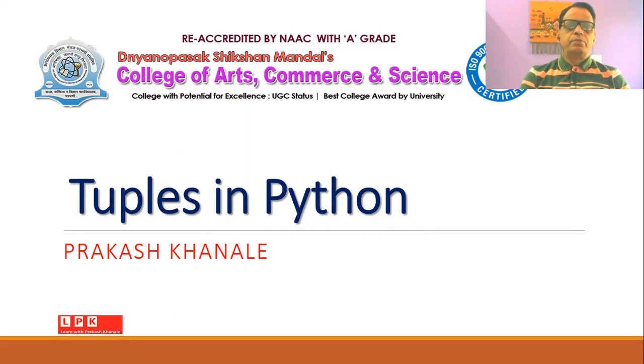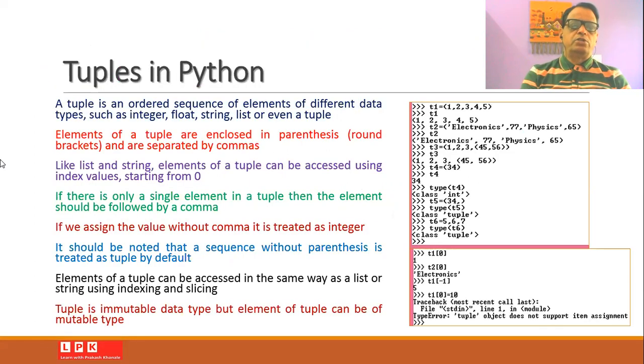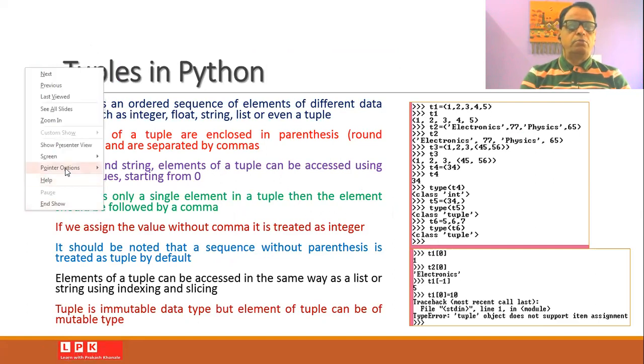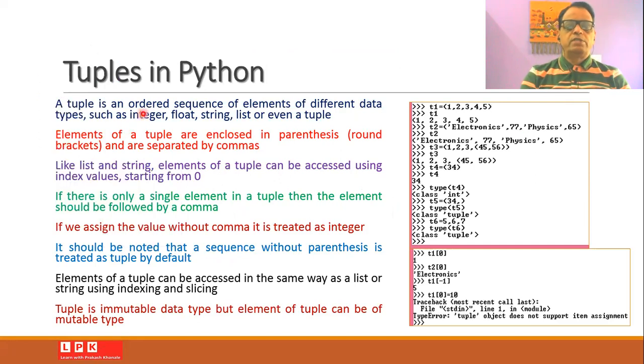So let us start the session with the question: what do we mean by tuple in a Python program? Tuple is an ordered sequence of elements. Just like the list, where list is also an ordered sequence of elements, tuple is also an ordered sequence of elements.